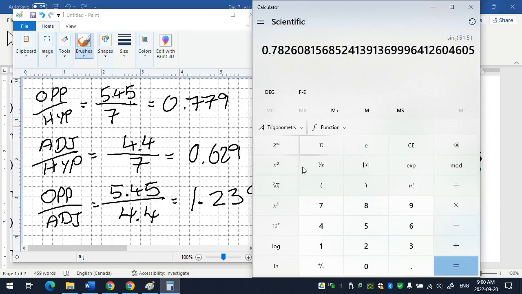Are they close? If you round to 2 digits, are they close? Yes, they are. If you stop right here, what's this number? 78. If you stop here, what's this number also? 78. Why are they different though?